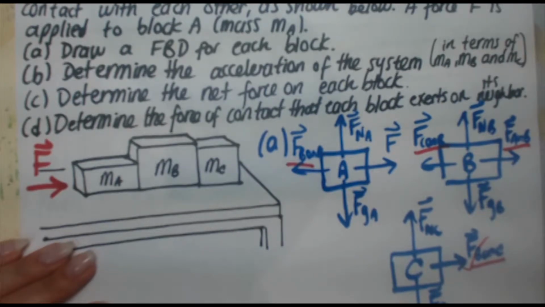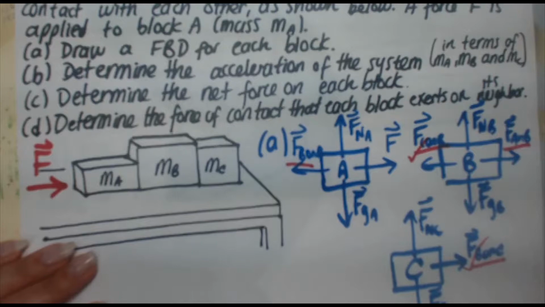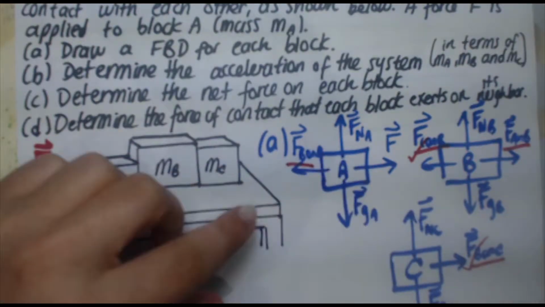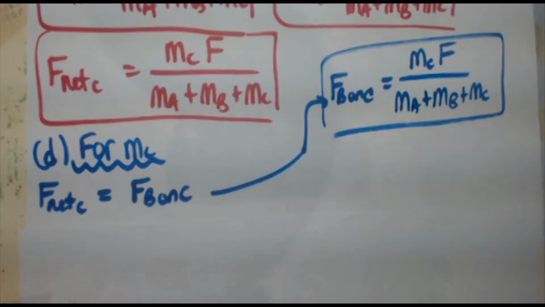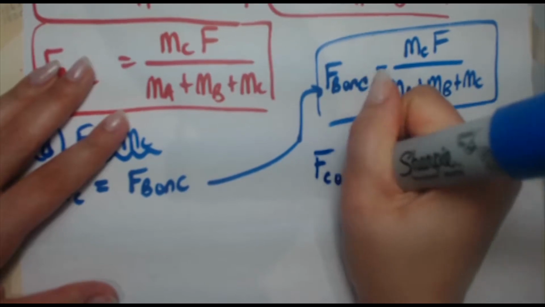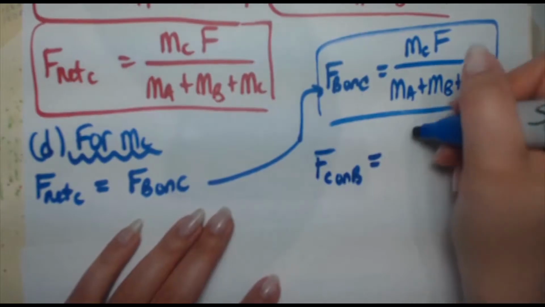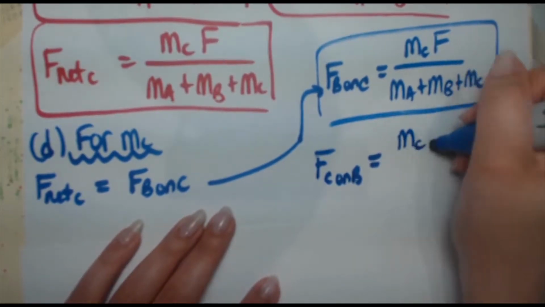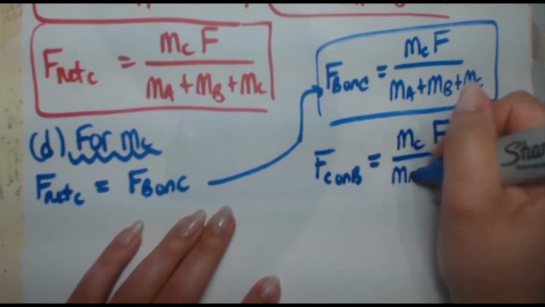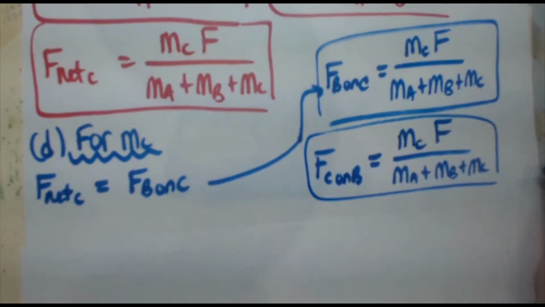But according to Newton's third law, action-reaction forces come in pairs with equal magnitude and opposite direction. So that's going to be F C on B. Those two have the same magnitude, opposite directions. By knowing this, we can actually state the other one as well. So we can say that F C on B, and notice I'm not putting the vector symbol, so I'm simply indicating the magnitude, and I don't need to put any positive or negative signs here, is going to be the same magnitude, mc F over ma plus mb plus mc. These two were really straightforward, really simple. They just came out like that.